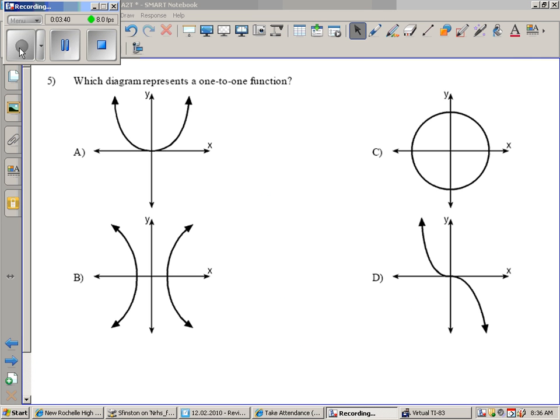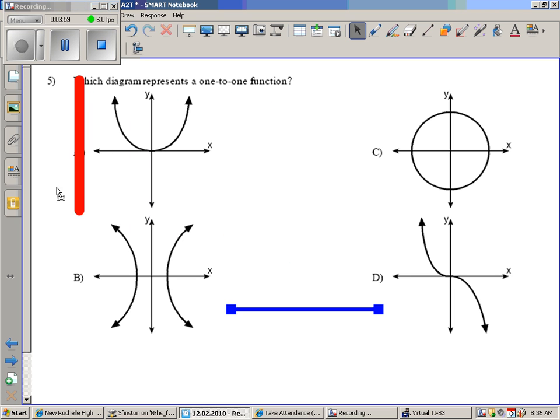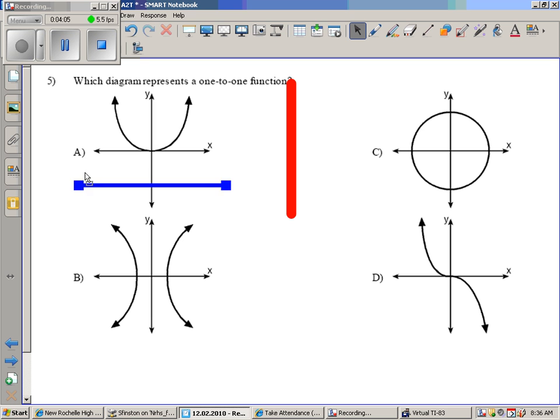Question 5. Which diagram represents a 1-to-1 function? In order for something to be 1-to-1, it's got to pass both the vertical and the horizontal line test. Let me show you what I mean. What do I mean by vertical and horizontal line test? In red is a vertical line. Let's see if this thing passes the vertical line test. Yep, it passes the vertical line test. So now I'm going to break out my horizontal line test. Does it pass the horizontal line test?